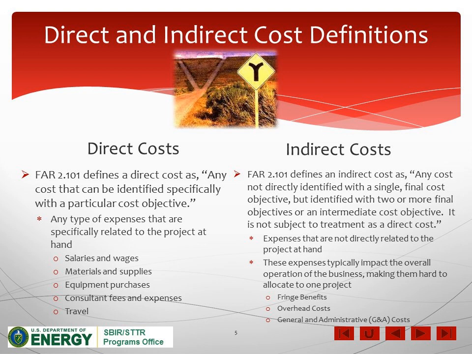FAR 2.101 also defines an indirect cost as any cost not directly identified with a single final cost objective, but identified with two or more final objectives. Basically, these are costs incurred by the organization but are not directly related to the project at hand. These expenses are difficult to allocate to one project, for example, pens, paper, administrative labor.